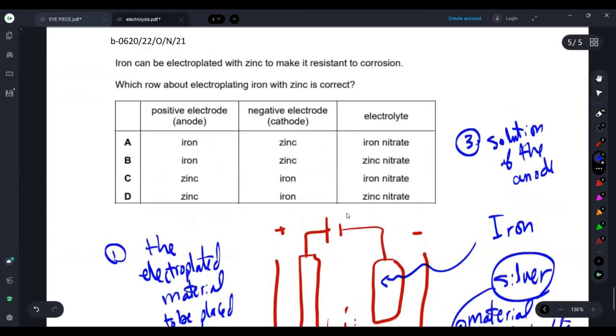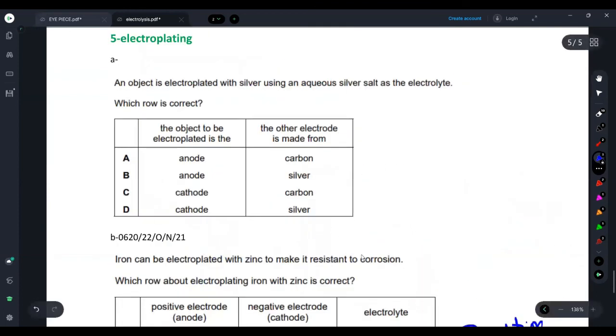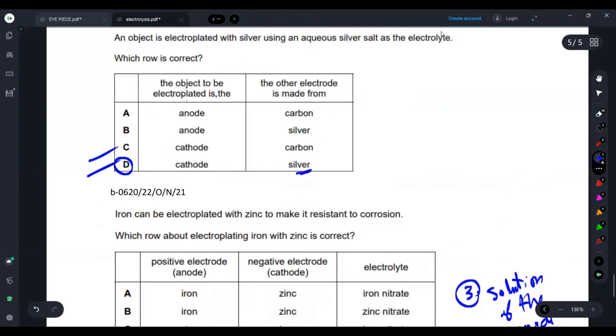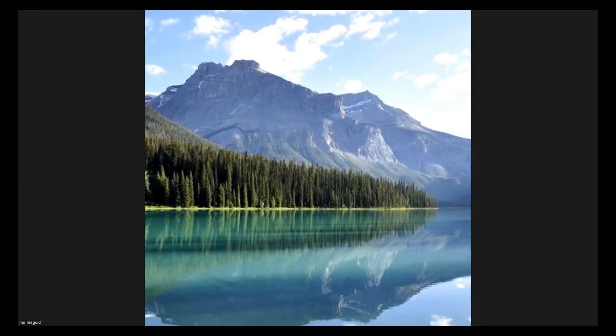We have 2 questions here. Question number 1: the object to be electroplated is... feel free to pause the video. Back. The material to be electroplated is the cathode, and the other electrode is made from silver, of course. So here, D.